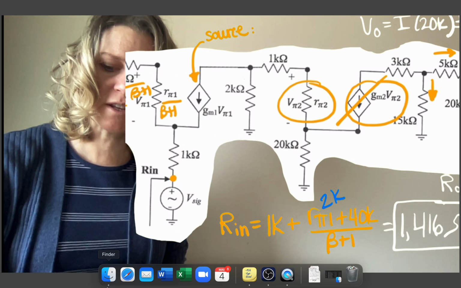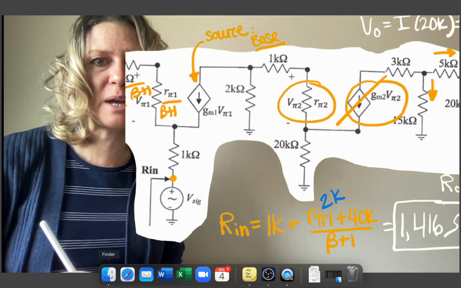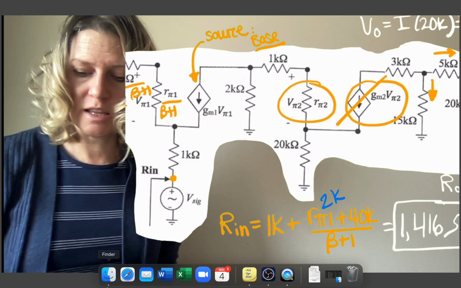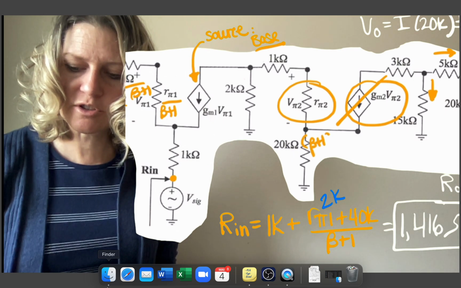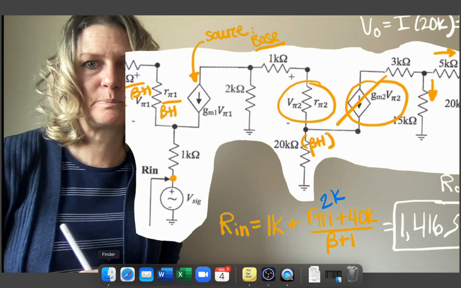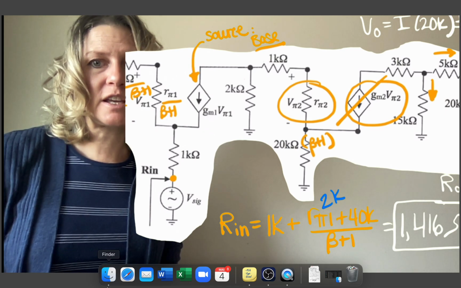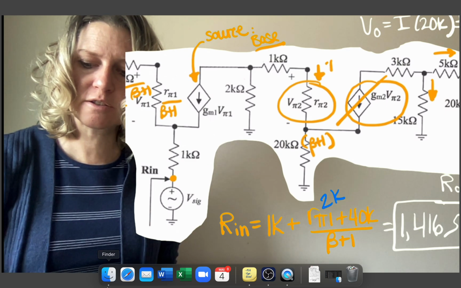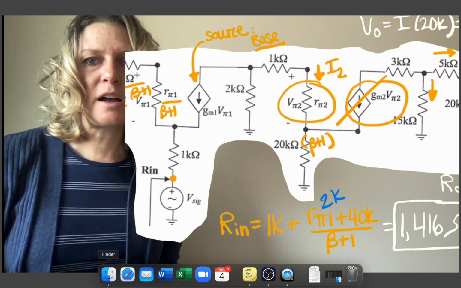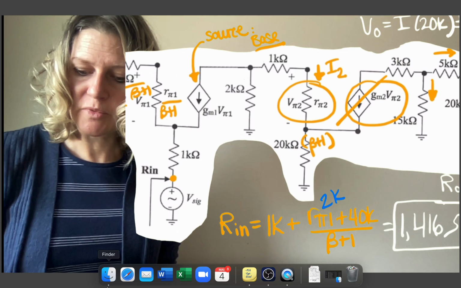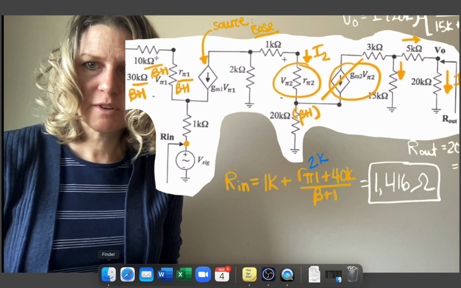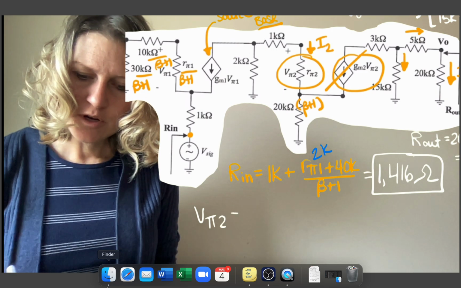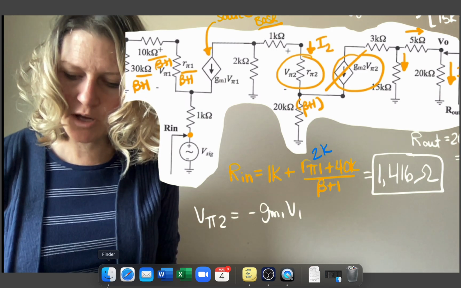So here I would determine this as my source location being in the base. And from there, I'm going to reflect the emitter resistors by multiplying them by beta plus 1. So now this is my new circuit. Again, it looks like if I find the current in this branch, I can take that current and multiply it by R pi 2. So this is a little bit smaller. So V pi 2 is a minus GM1 V pi 1.